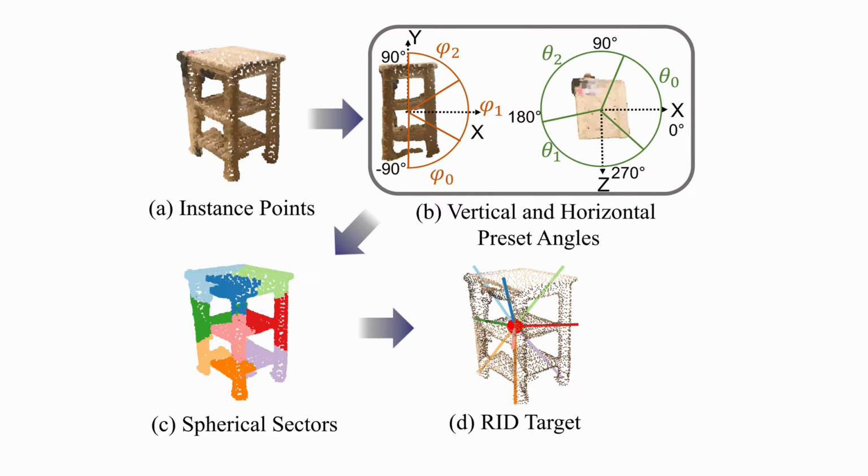This figure shows the details of how we generate targets for radial instance detection for each instance. We first divide the instance into spherical sectors with preset angles. Then, the target for each ray is the distance between the furthest point in the corresponding spherical sector and the instance center. Here in figure D, the red sphere indicates the instance center, and each ray emitted from the center indicates the distance of the furthest point in each sector.